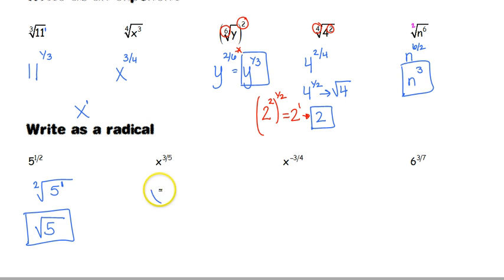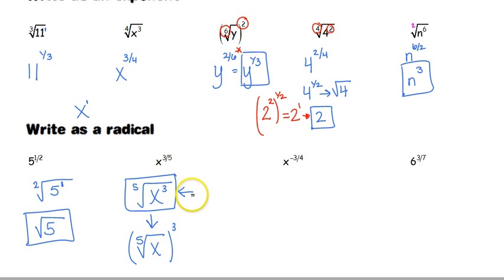Next one, x is our base. We know we're going to have a radical. The bottom is the root, so that's the 5th root, x cubed. You can also write this as the 5th root of x raised to the 3rd. I find this way to be much easier, so I will always show you this way. I will never probably show you the other way, but you do not have to know this form, so if you see it come up in a problem, you know what to do with it.